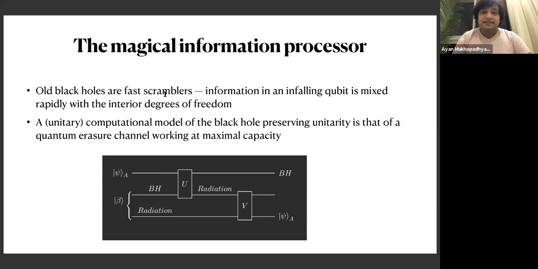So what it basically means is that if you have an infalling qubit, it is rapidly mixed with the interior degrees of freedom of the black hole, very rapidly, as rapidly as it can happen in nature.